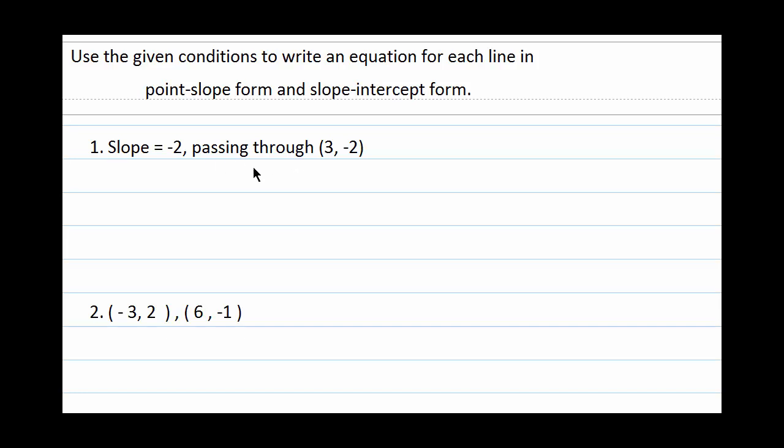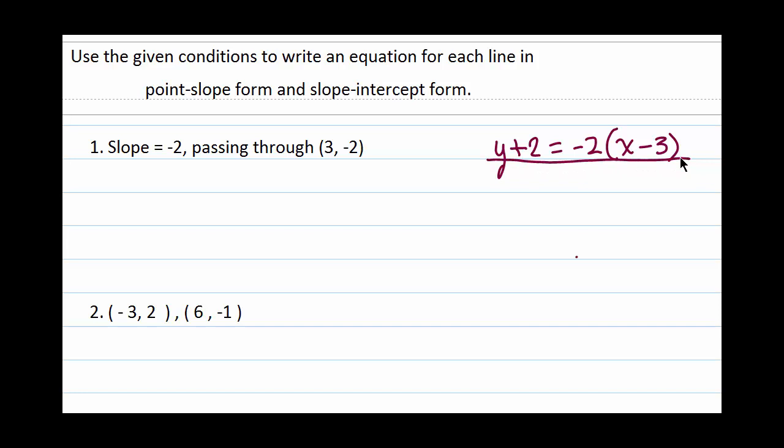So writing it in point slope form, y minus, what's my y value? -2, so I'm going to write +2 equals my slope, -2, open my parentheses, x minus, and then what's my x value here? 3. All right, so there's my point slope form of my line.